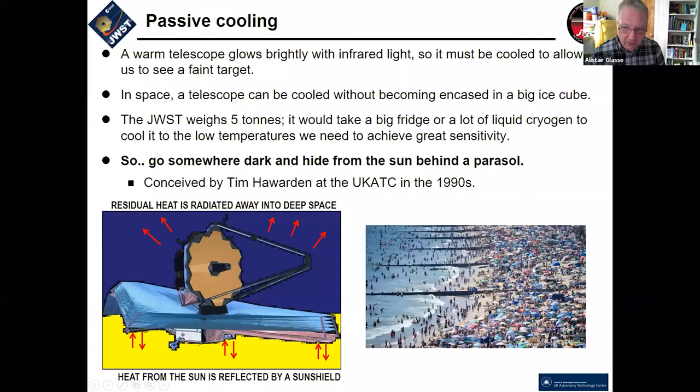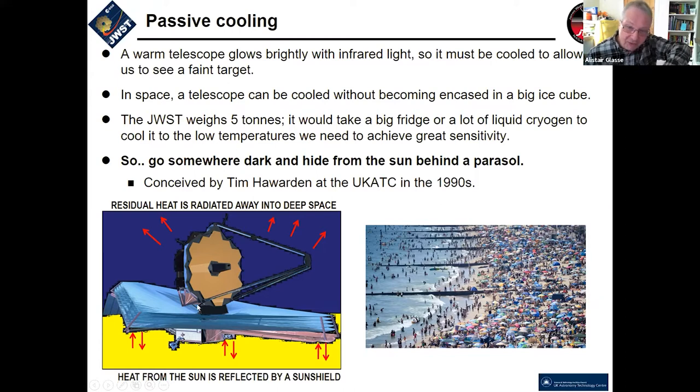I made this diagram a few months ago, and this is a picture of people on the beach, I think in Bournemouth last year. The analogy in my mind is always, if you imagine sitting on a beach in the late afternoon and it's lovely and sunny and warm, and then the sun goes away, you've had a few beers and you fall asleep and you wake up and it's 7 at night and it's gone dark, your body heat is radiated away into the dark sky and you feel really cold. And that's what the JWST principle is working on, but without the cheap lager.